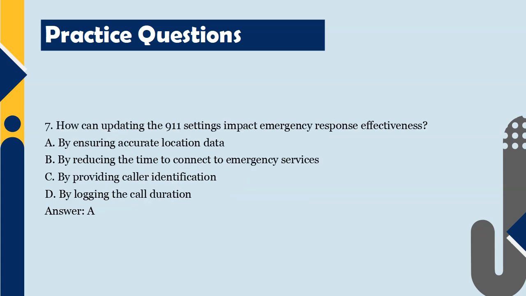7. How can updating the 911 settings impact emergency response effectiveness? A. By ensuring accurate location data. B. By reducing the time to connect to emergency services. C. By providing caller identification. D. By logging the call duration. Answer: A.